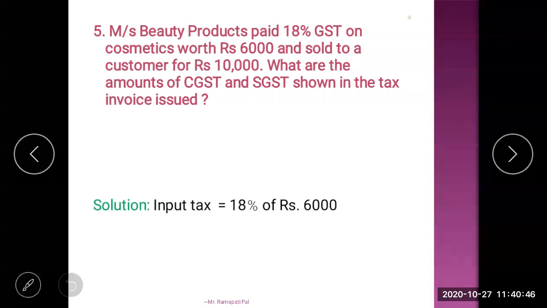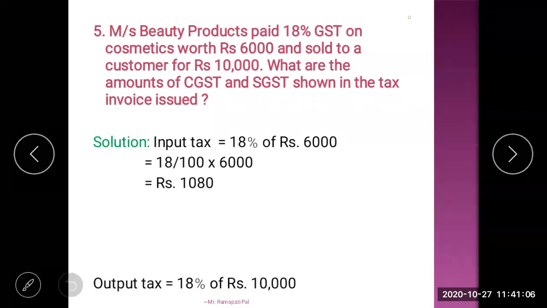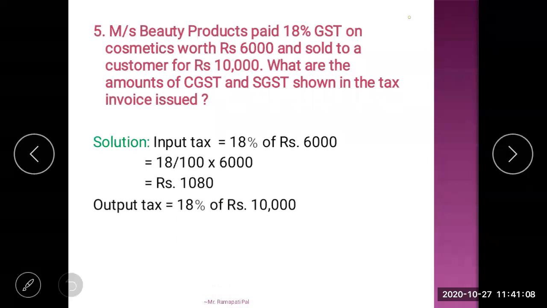So can I unmute myself? On calculation part, input tax is equal to 18% of 6,000. That is 18 upon 100 into 6,000. 20 will be cancelled. Then 18 into 60. So 18 into 60 is what? 1,080. Output tax, 18% of 10,000. That is 18 upon 100 into 10,000. So 20 again will cancel. And 18 into 100. That is 1800. Correct? So we know what is output tax. We know what is input tax.